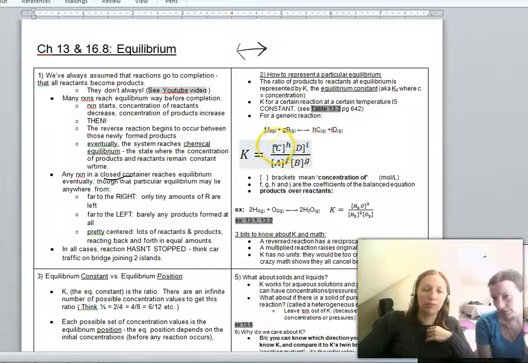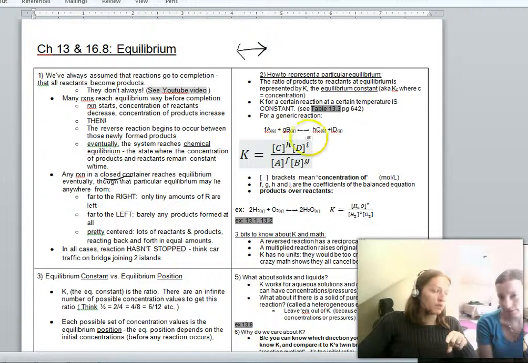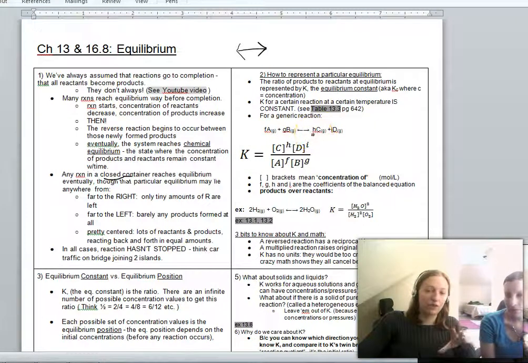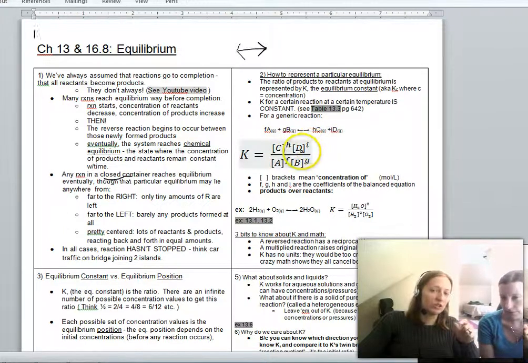So this is the molarity of C, and then the coefficients end up being important because you've got the molarity of C raised to the power H. So if this were 2 moles of C in the balanced equation, this is the concentration of C squared. And if this were 3 moles of D, this would be the concentration of D cubed. Okay, so you do products over reactants, concentrations to the power of the number of moles. And that is how you do this.